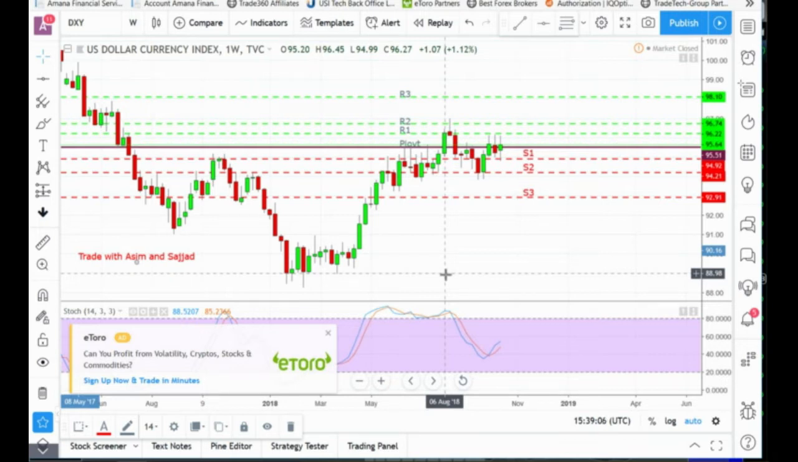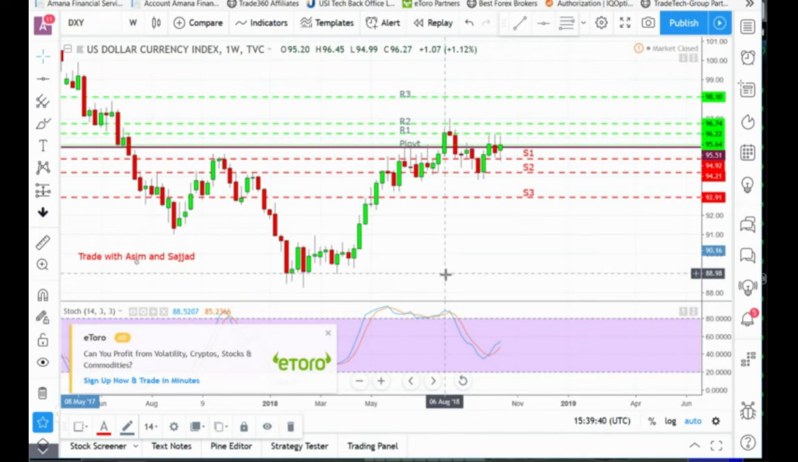It might get bounced back, but if the week opens below the pivot, which is at 95.51, I'm expecting that the dollar will touch 94.92 or below 94.21. So the dollar index is going to be really amazing. We need to look into the start of the week. If the dollar starts below the pivot, as currently it's trading above 95.51, I'm bearish on it, and I would expect that it will try to attempt R2 at least by the end of the week.